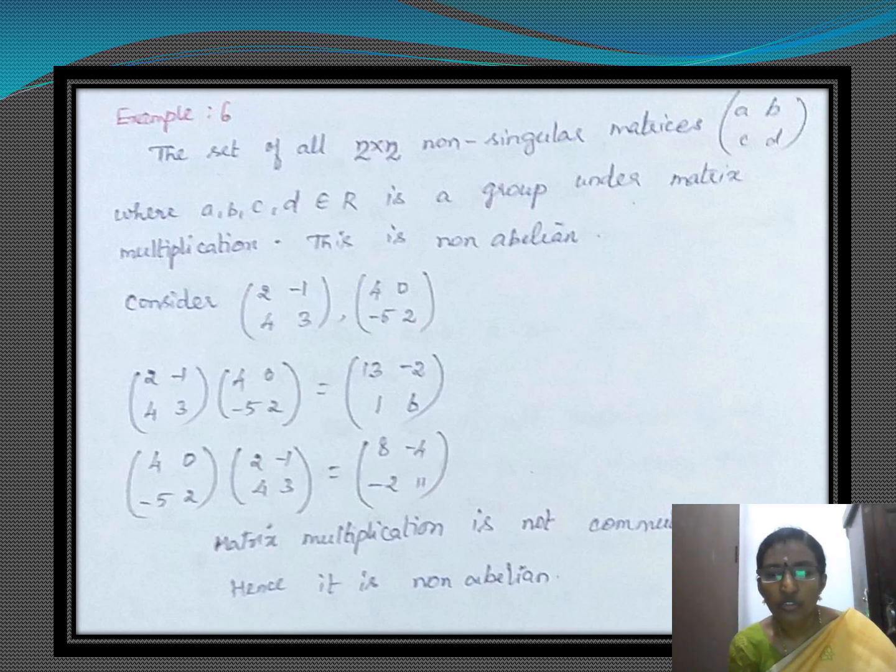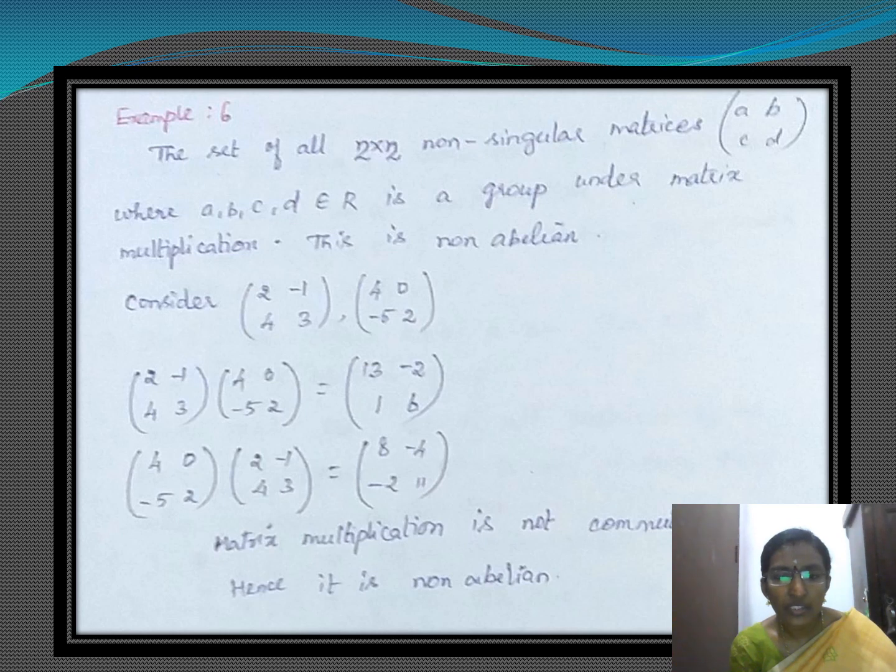For this, we have to take two elements from the set. Let me take the matrix [2, -1; 4, 3] and the matrix [4, 0; -5, 2]. Let me multiply those two matrices. Matrix [2, -1; 4, 3] times matrix [4, 0; -5, 2] equals the matrix [13, -2; 1, 6].